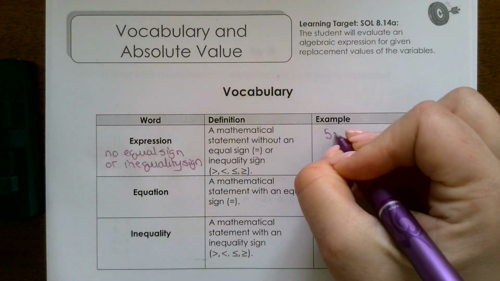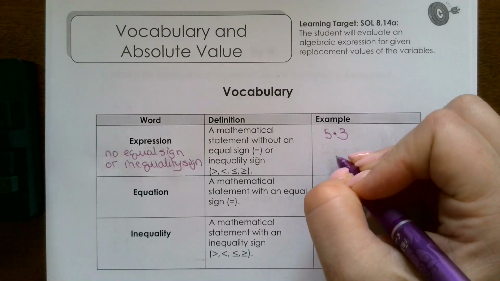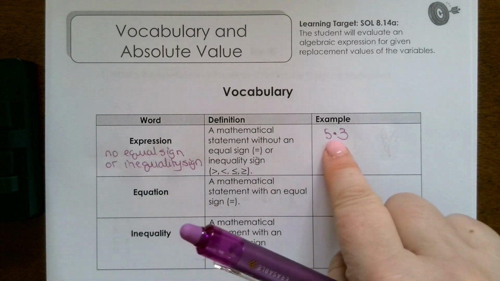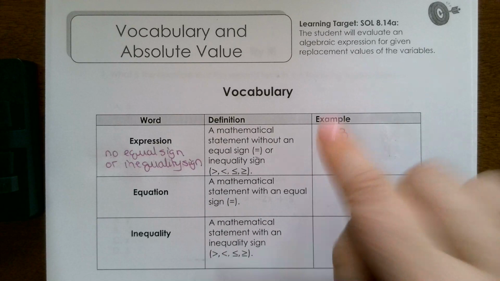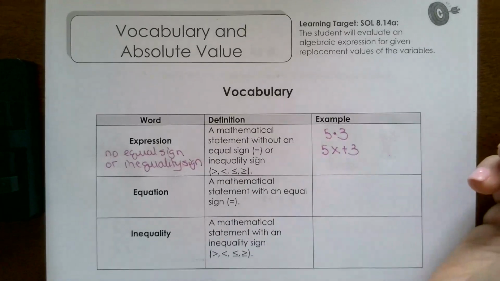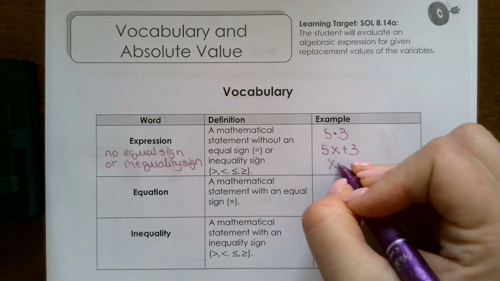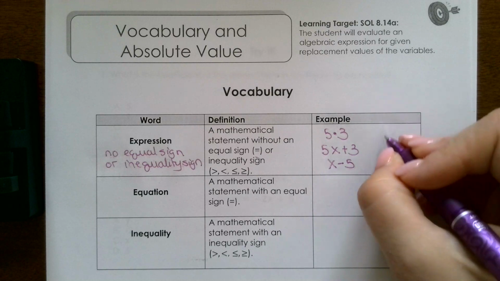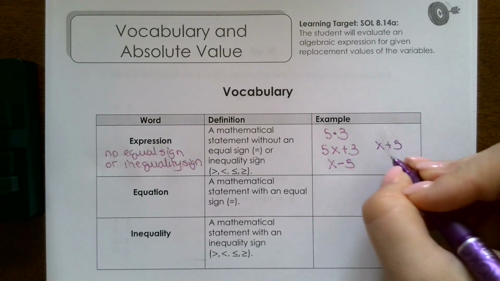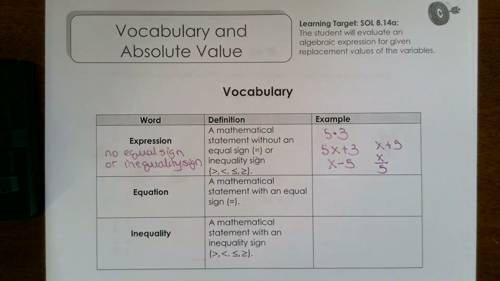So let's think about a few expressions. 5 times 3 is an expression. I know that 5 times 3 is 15, and if I were to put equals 15 there, I would make it an equation, but as it's written, it is just an expression. Most of the time, we see our expressions with some variables. So 5x plus 3 is an algebraic expression. And we also could have x minus 5, x plus 5, x divided by 5, and so on.